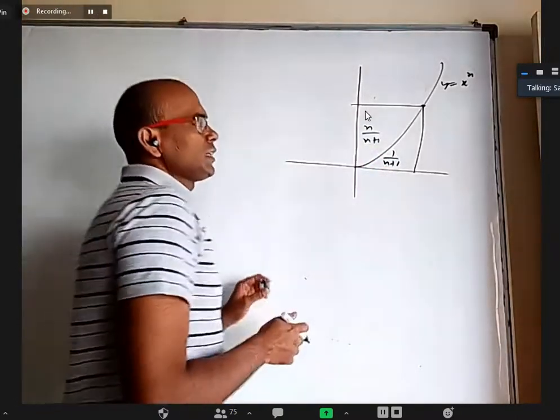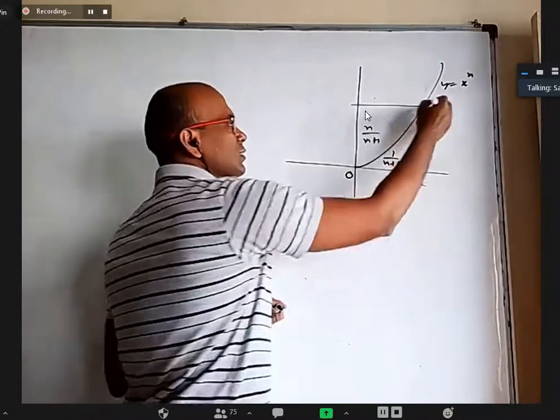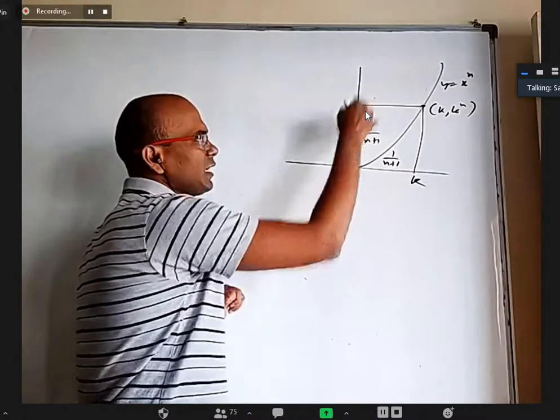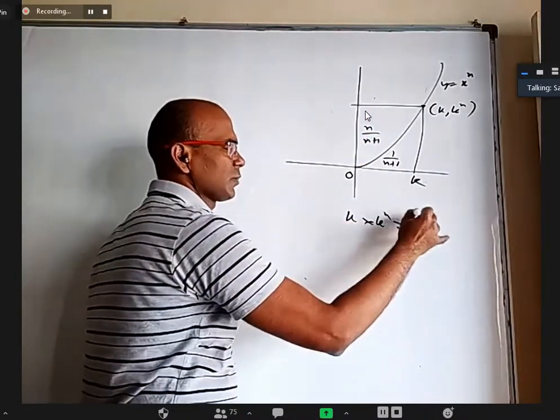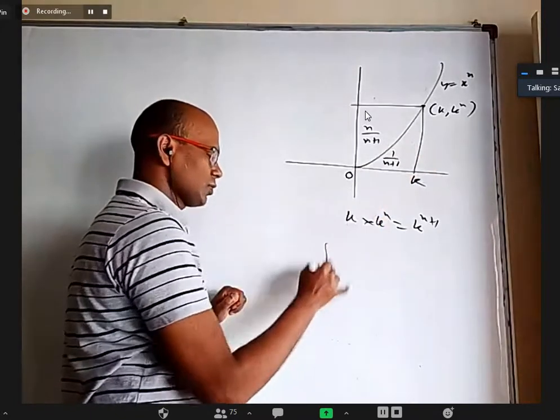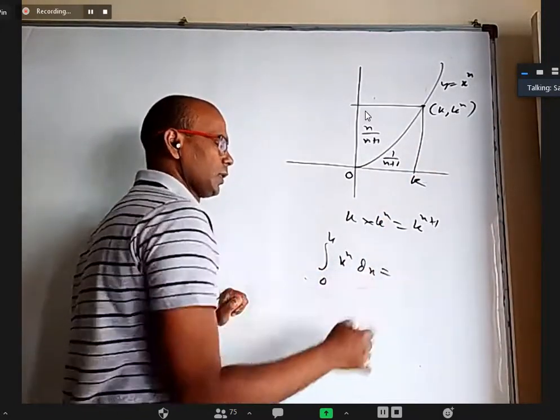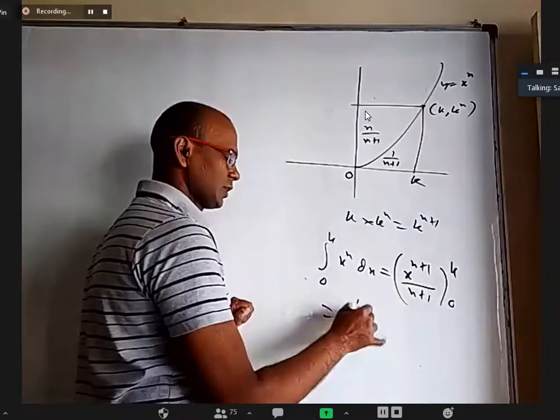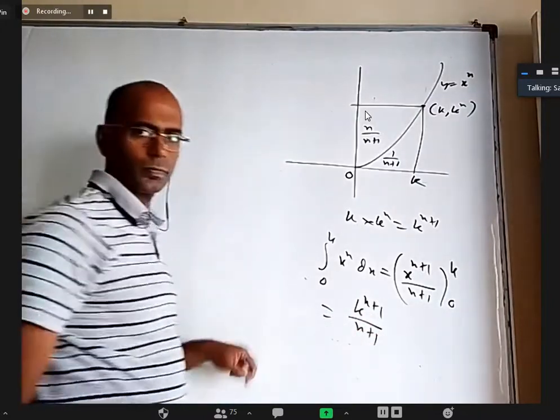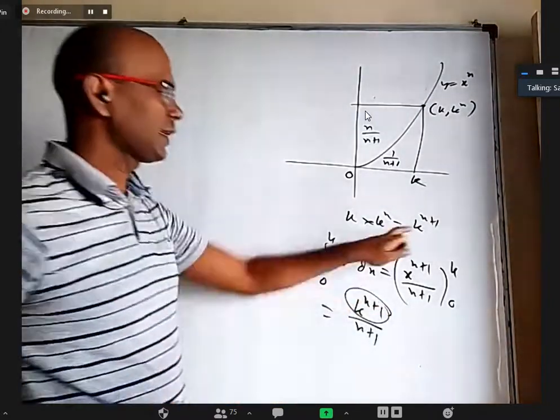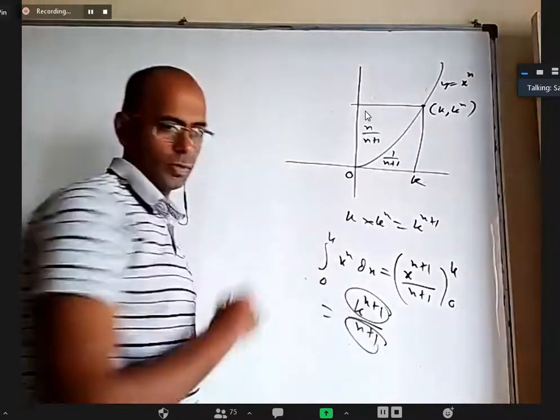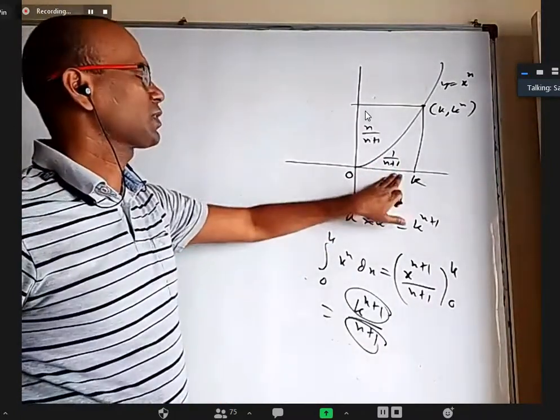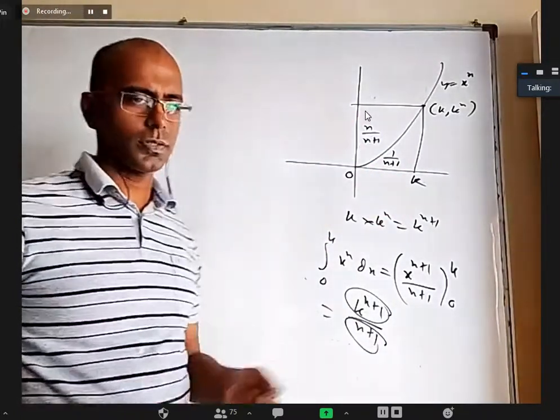Okay. How did I get that? If this is 0 and this is k, this point is k comma k power n. What is the area of the rectangle? Width is k and height is k power n. k into k power n is k power n plus 1. If you want only this area, integrate 0 to k, x power n dx. That is x power n plus 1 by n plus 1 from 0 to k. When I integrate, I get k power n plus 1 by n plus 1. What is this k power n plus 1? Area of the total rectangle. So that is exactly 1 by n plus 1 of the total. That's what I'm saying. If this is 1 by n plus 1, this is n by n plus 1. Okay, that's it.